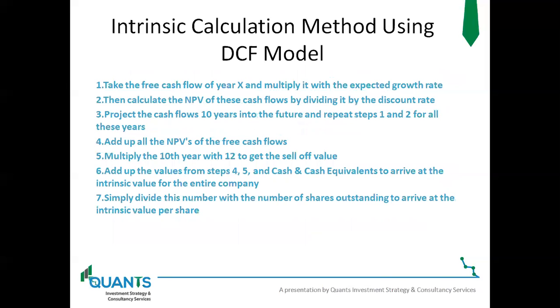This is a formula you can look into if you really want to derive the value. Take the free cash flow for year X and multiply by the expected growth rate. Then calculate the NPV of these cash flows by dividing by the discount rate. Project the cash flow 10 years into the future and repeat steps 1 and 2 for all these years. To give a good intrinsic value, you should analyze at least 10 to 12 years. Add up all the NPVs of the free cash flow, and multiply the 10th year by 12 to get the sell-off value. Add up the values from steps 4 and 5, plus cash, to arrive at the intrinsic value of the entire company. Then simply divide this number by the number of shares outstanding to arrive at the intrinsic value per share.